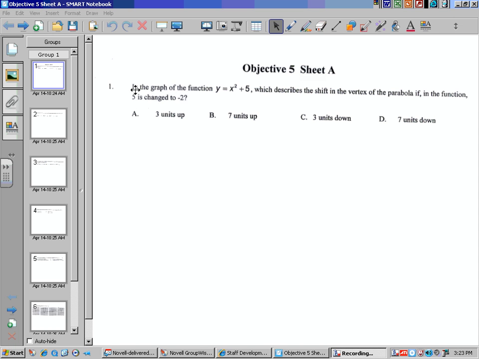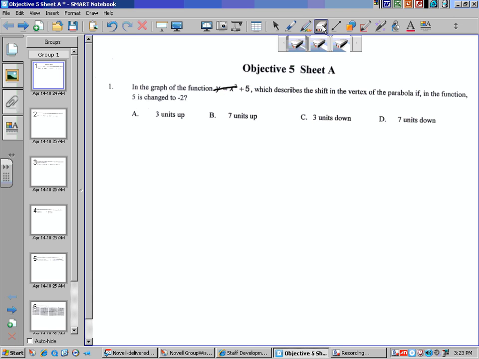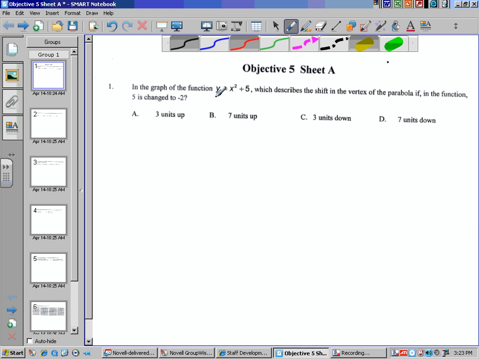If you look here, in this one it says, in the graph of the function... Okay. Well, it's saying if we have the function y equals x squared plus 5, which describes the shift in the vertex of the parabola if in the function 5 is changed to -2. So it's saying if I changed it to y equals x squared minus 2, how does that change?